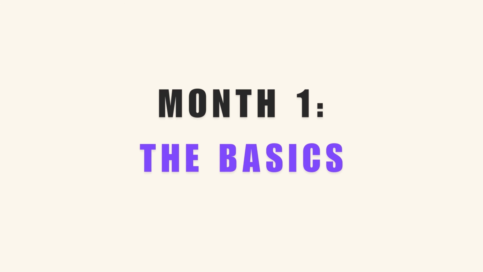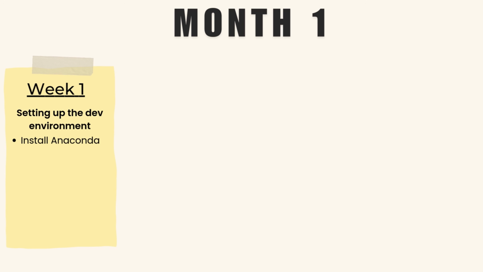So getting started with month 1. This month, you are going to focus on learning the Python basics. In week 1 of month 1, you'll start out with setting up your development environment. Now there's a couple of ways you can do this. The first is to use Anaconda, which will give you really everything you need in just one install. Or if you want to do something a little bit more advanced, you can install Python locally on your computer and install an IDE like VS Code for development.